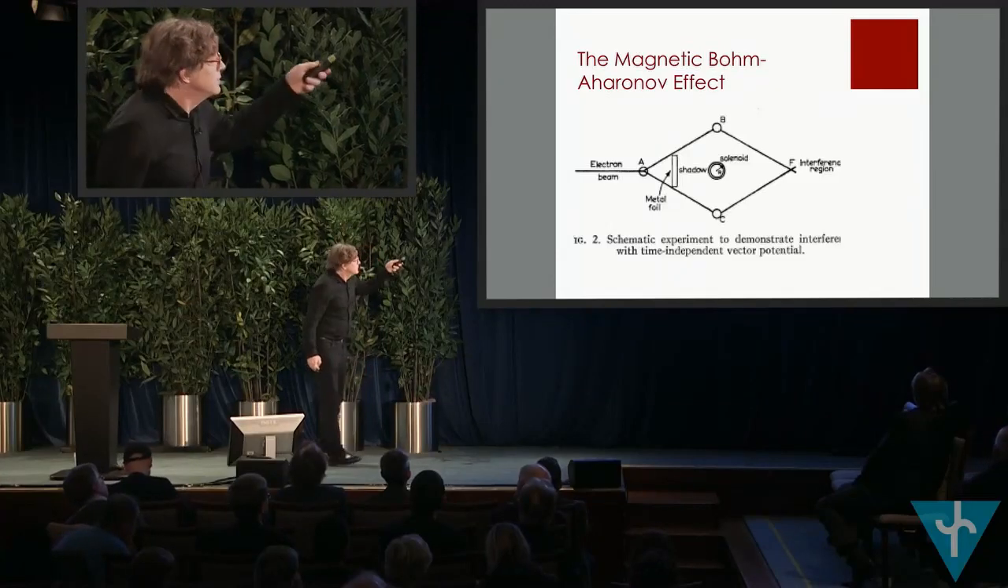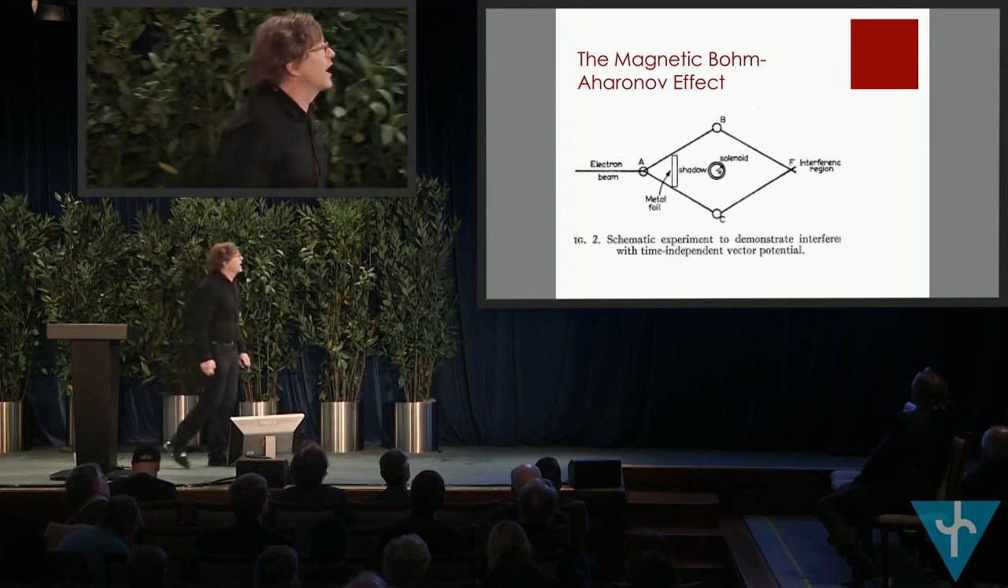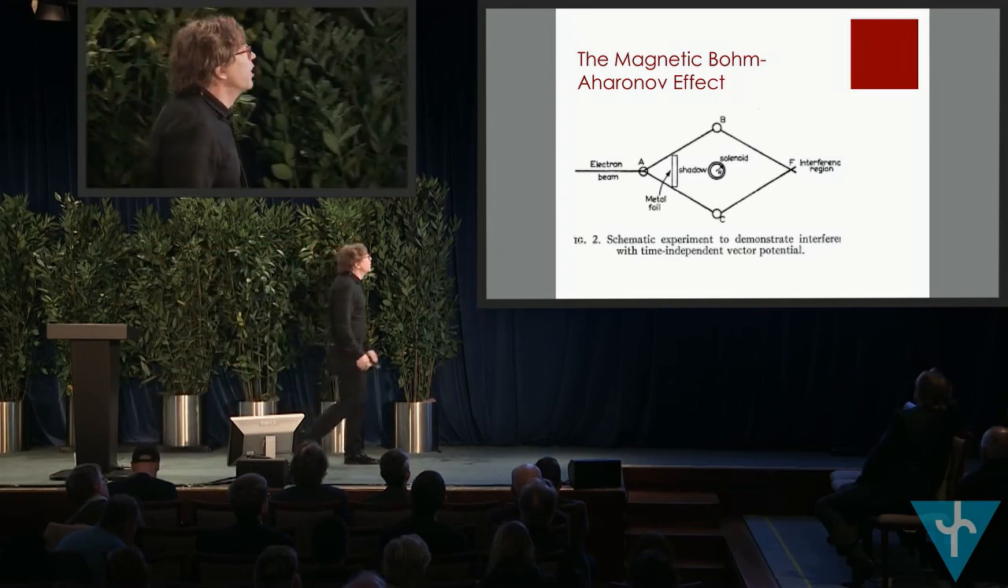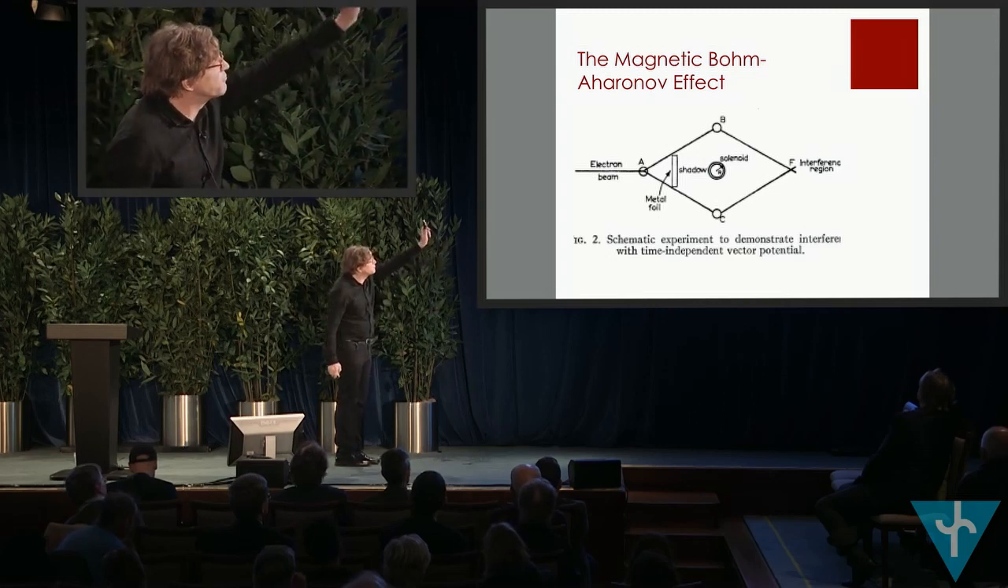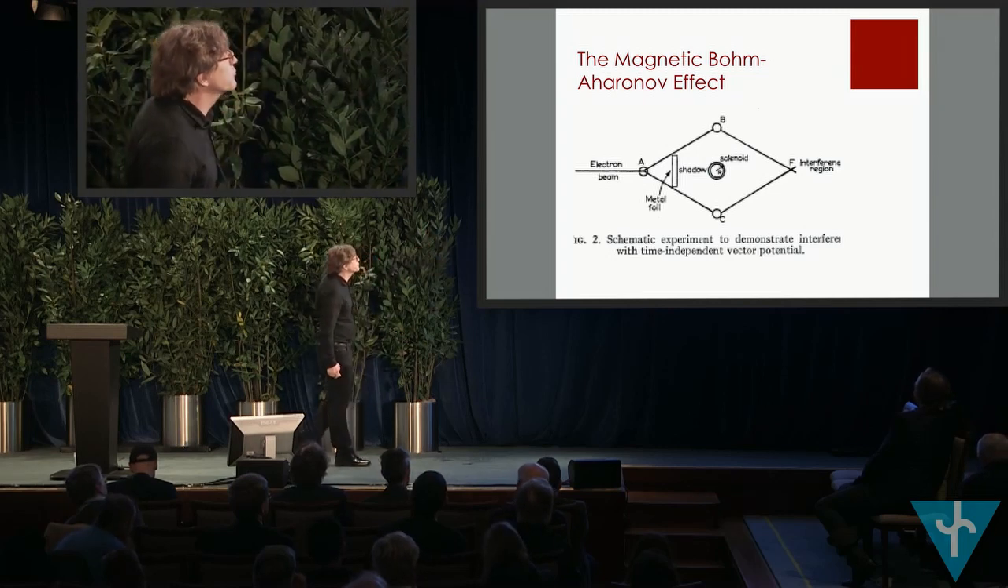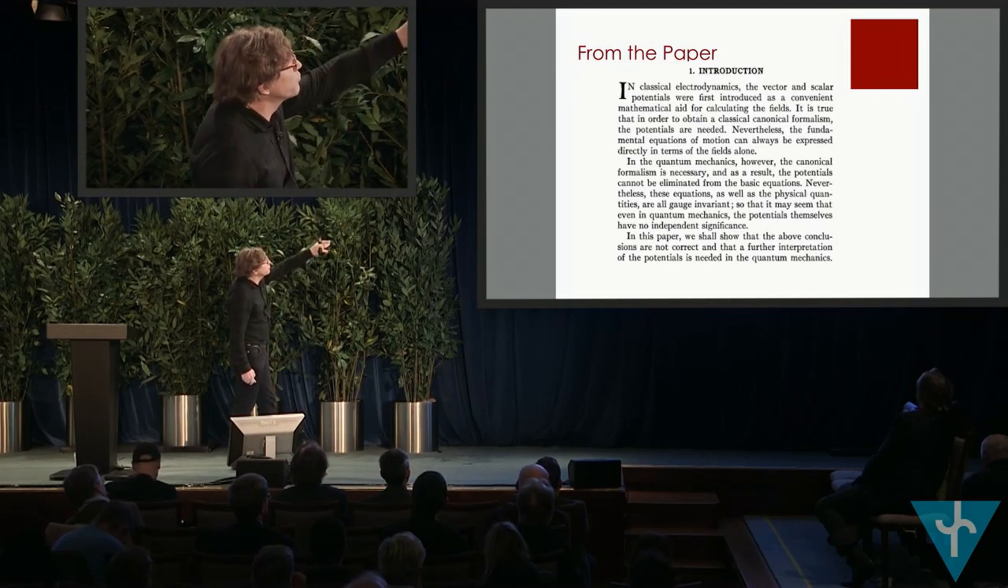Now, we know about this. So this is discovered in the lab, that we have the Aharonov-Bohm effect. Changing the magnetic field in the solenoid has a visible effect on the interference fringes. And from the paper, it's a beautiful paper, right?